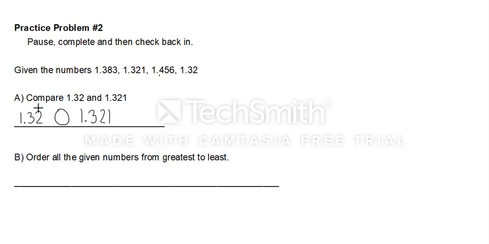And then the first thing you're going to do is compare just the two numbers and tell which one is greater than or less than. And then you're going to order all 4 numbers from greatest to least. Go ahead and pause and then check back in.